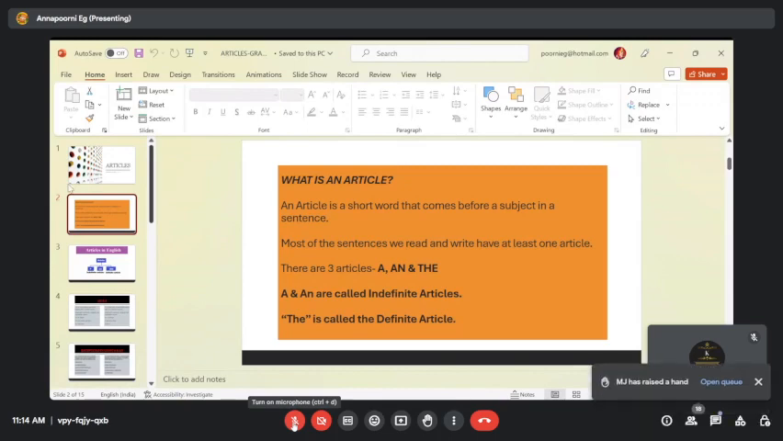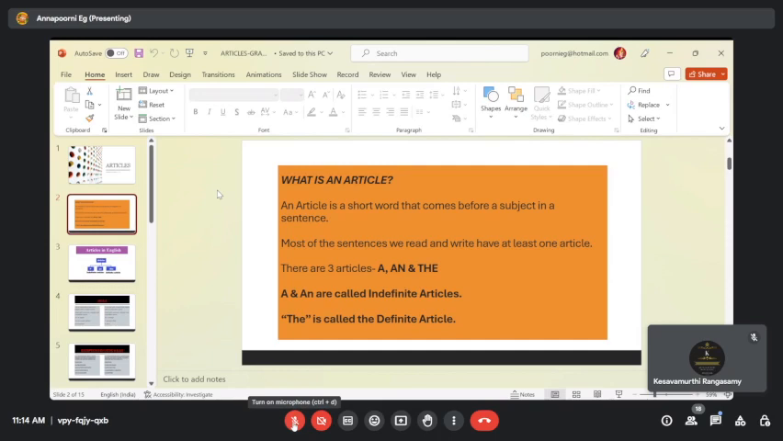Okay, no issues. We will just cover half of the portion today. So what is an article? An article is a short word that comes before a subject in a sentence. Most of the sentences we read and write have at least one article. In our daily life, we read and write so many sentences, and there will be at least one article in a sentence.